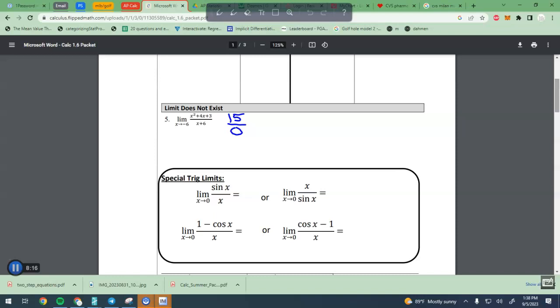Can anybody tell me what that would be on a graph? I don't know if you would know. Vertical asymptote. It's a vertical asymptote. So this would have a vertical asymptote at x equals negative 6. But we would say the limit does not exist. So 0 divided by 0 means it's possible, keep going, try something else. Any other number divided by 0 means it doesn't exist. It means vertical asymptote, which we'll get into more of that.